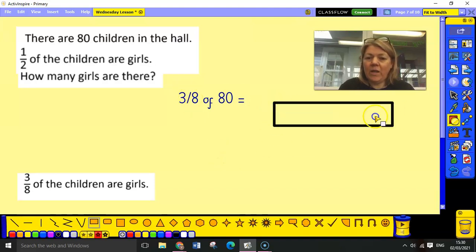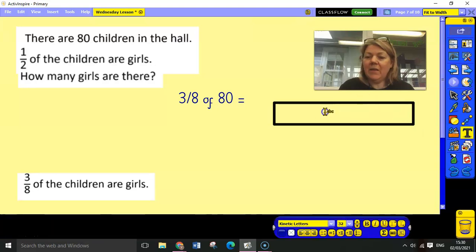So with my bar model, I can see that there are 80 children in the whole. I've got to find out how many girls there are. There are 3/8. I know that there's going to be less than 40. How do I know that? How do I know there's going to be less than 40 girls? Well, I know there's less than 40 because I know that 4/8 is equivalent to a half. And we just found out that half of 80 was 40. So I know there's going to be less than that because I've got less than a half here.